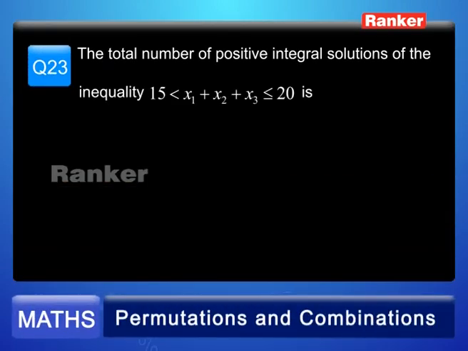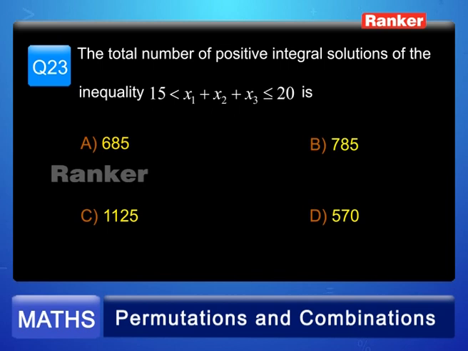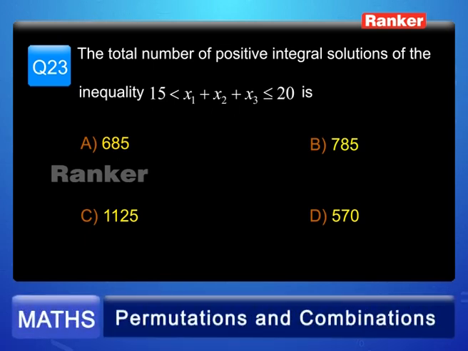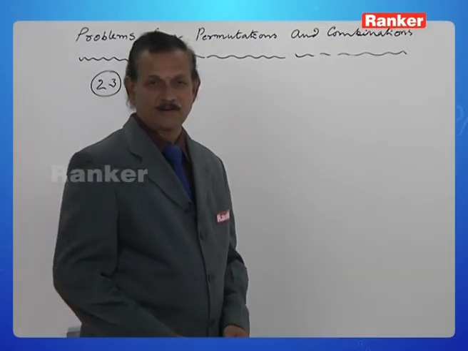The next question, that is question number 23. The question is, the total number of positive integral solutions of the inequality 15 < x1 + x2 + x3 ≤ 20 is: first option 685, second option 785, option C, that is the third option, is 1125, the fourth option, that is option D, is 570. Let us examine which is the correct option.